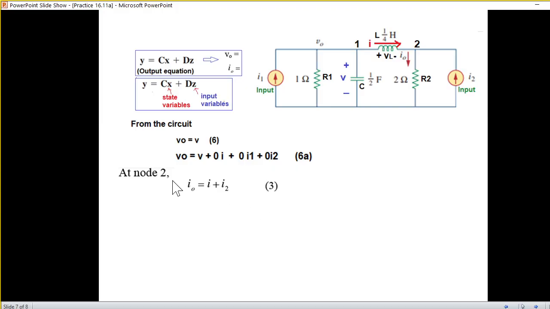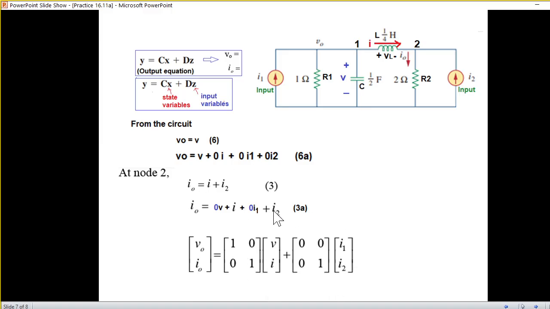Then at node 2, current I0 is I plus I2. We have already discussed this at node 2. And so from here, we'll calculate I0. Now, this is the state variable I, but we don't have state variable V. So we'll write it with 0 V. And similarly, the input variables, we only have I2, so we'll put I1 with a 0. So this is the second equation.